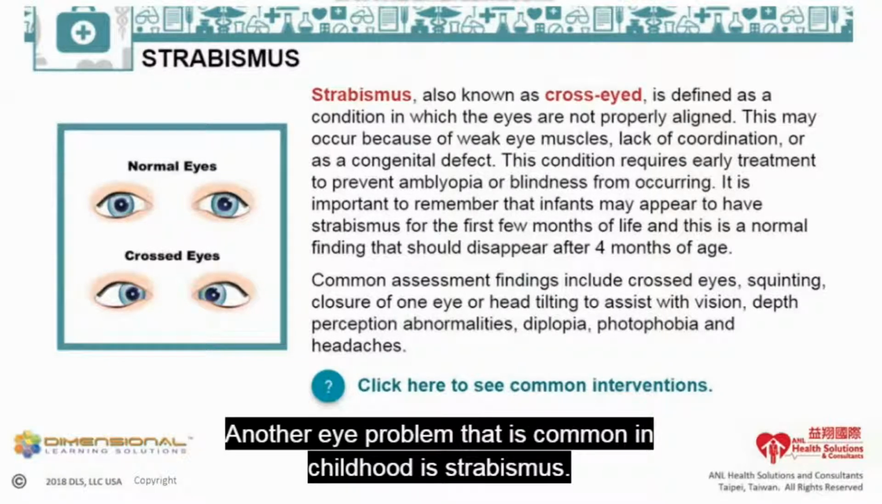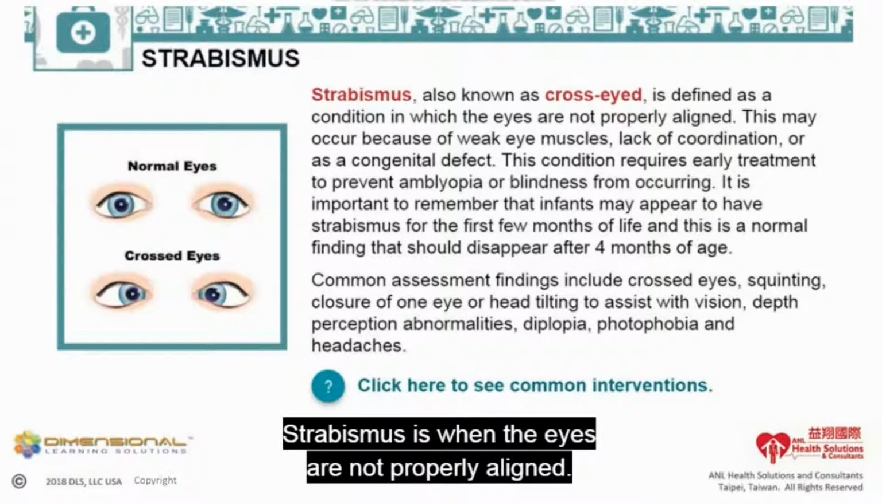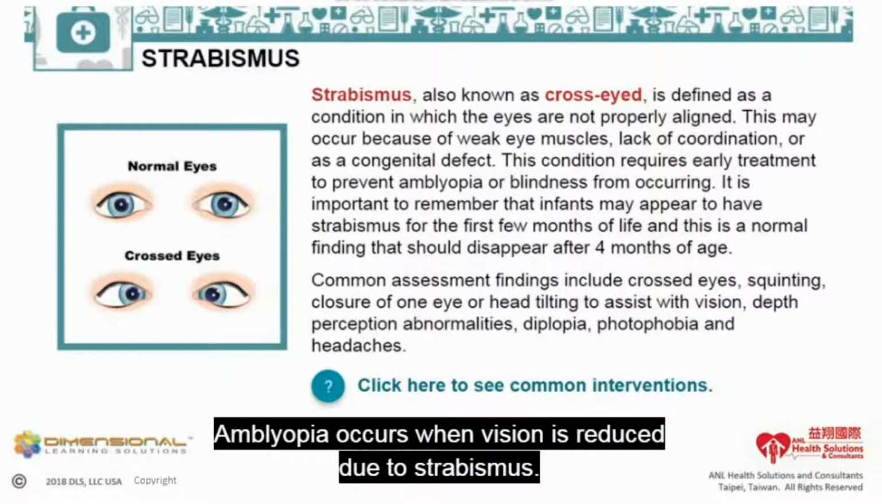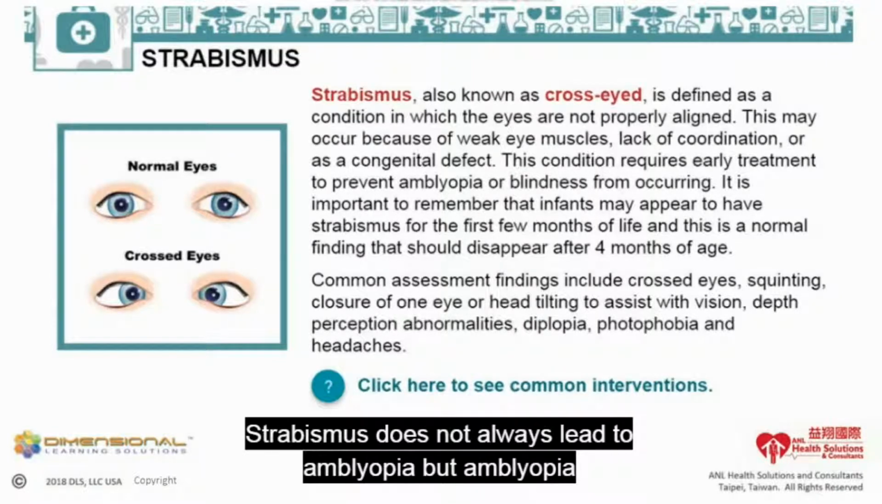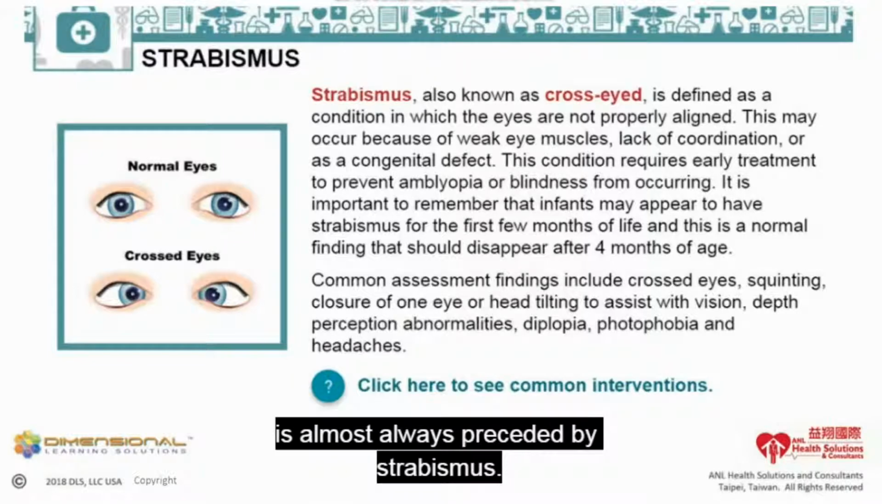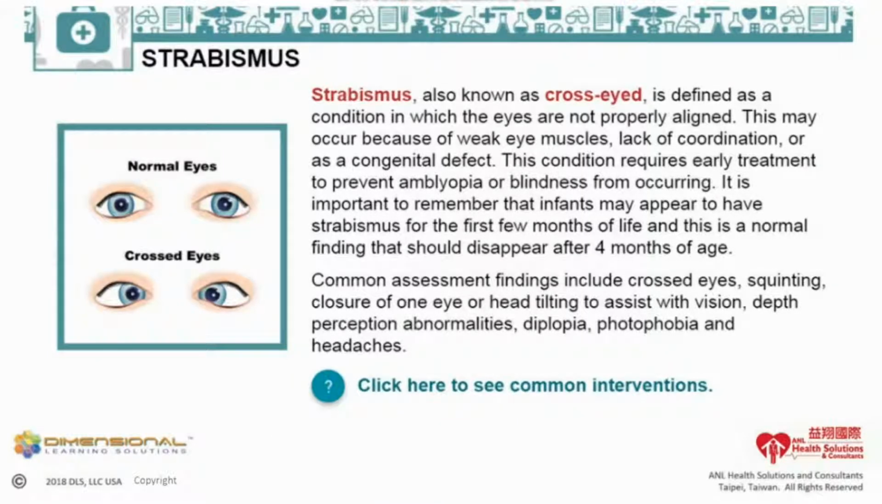Another eye problem that is common in childhood is strabismus. Strabismus is when the eyes are not properly aligned. Amblyopia occurs when vision is reduced due to strabismus. Strabismus does not always lead to amblyopia, but amblyopia is almost always preceded by strabismus.